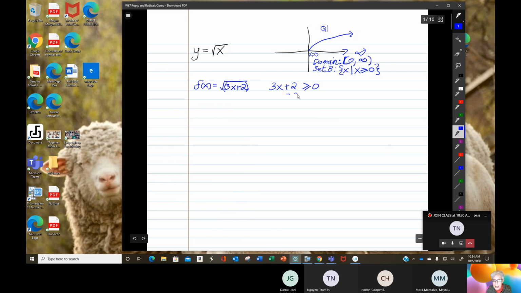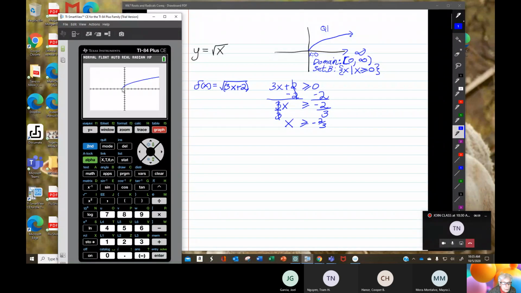So I will subtract 2 from both sides. 2 minus 2 is 0, so I'm left with 3x is greater than or equal to -2. And then I divide by 3 and I divide by 3. The 3's cancel, and I've got x is greater than or equal to -2/3. Now it makes sense. The place on the x-axis where the graph starts is negative 2/3. But I wouldn't have known that just by looking at it.